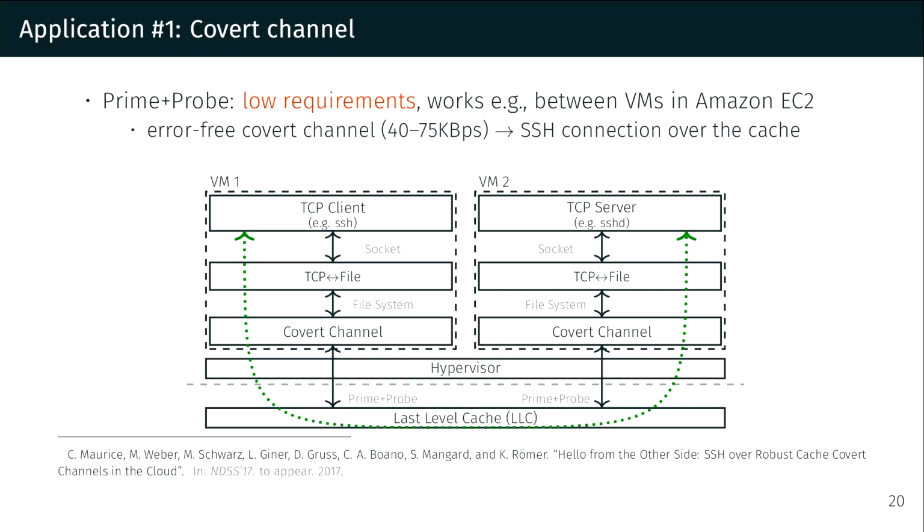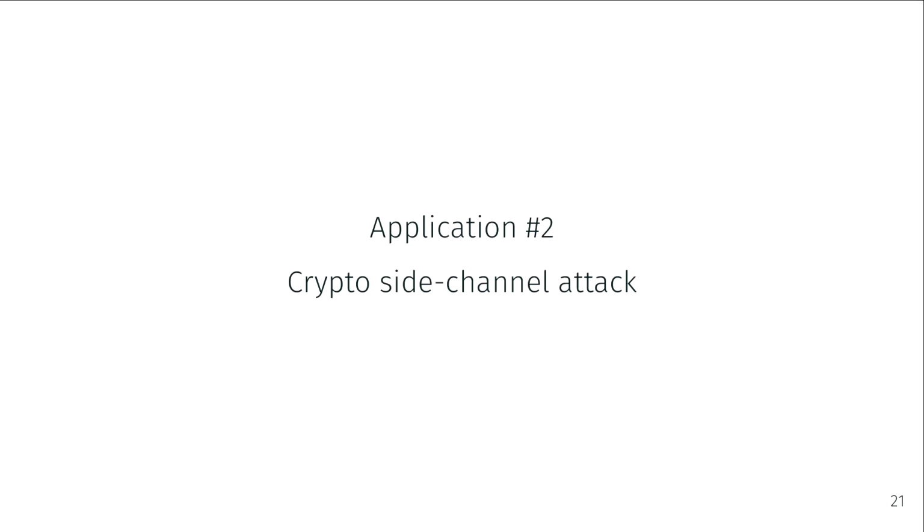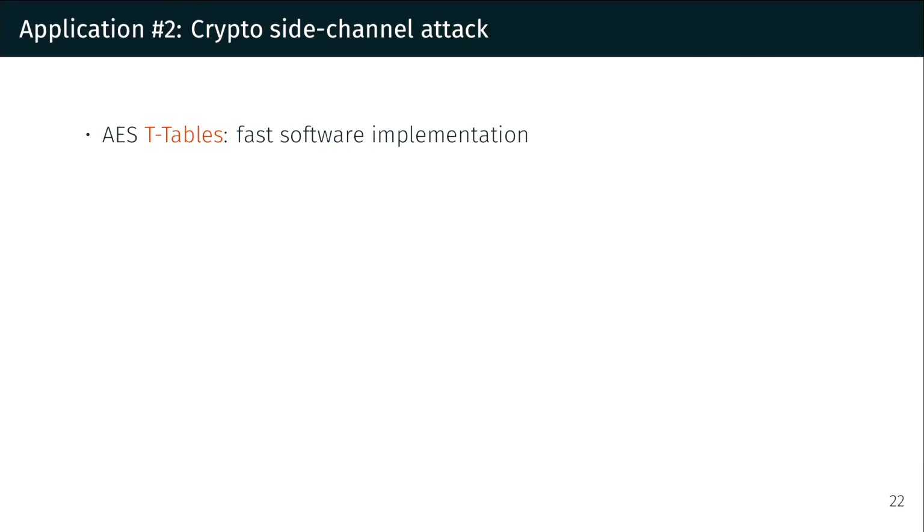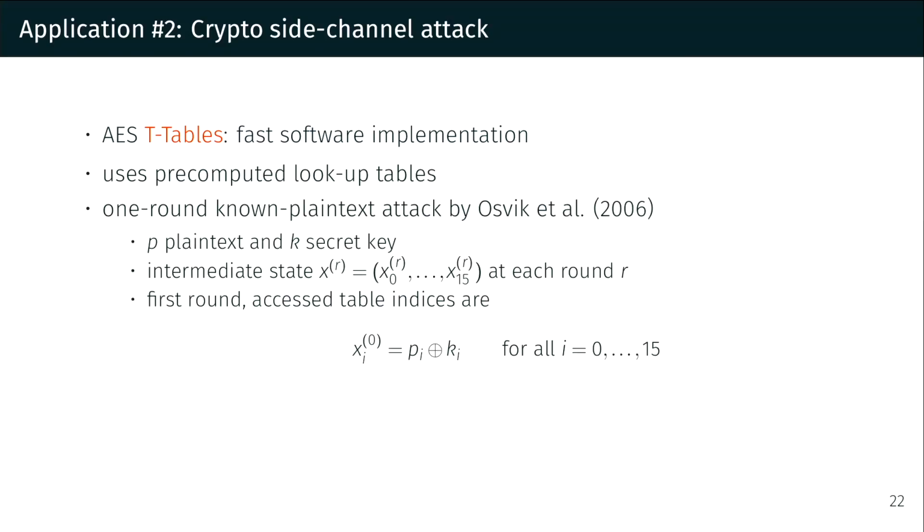If you want more details about this work in particular, it will be published soon at NDSS. The second application that we wanted to show you is that we can attack crypto with cache attacks. In particular, we're going to show you an attack on AES, on a special implementation of AES that uses T-tables. That's a fast software implementation because it uses some pre-computed lookup tables. It's known to be vulnerable to side-channel attacks since 2006, by Osvik et al. And it's a one-round known plaintext attack.